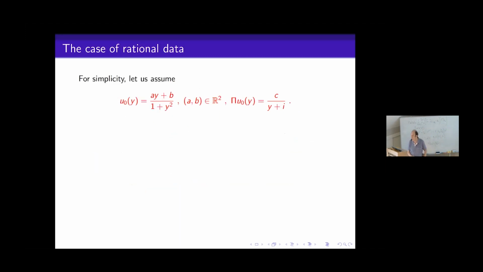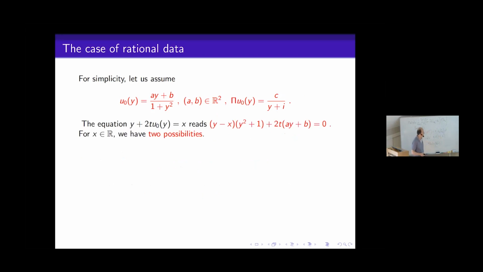So since I only have 5 minutes, I'm going to do it with a very simple rational function, (ay + b) divided by (1 + y squared). In that case, Πu0 is just a constant divided by (1 + iy). You just decompose this rational function into elementary parts, okay?